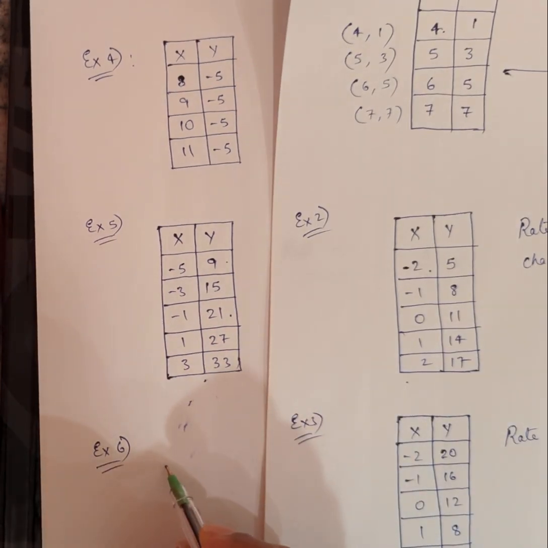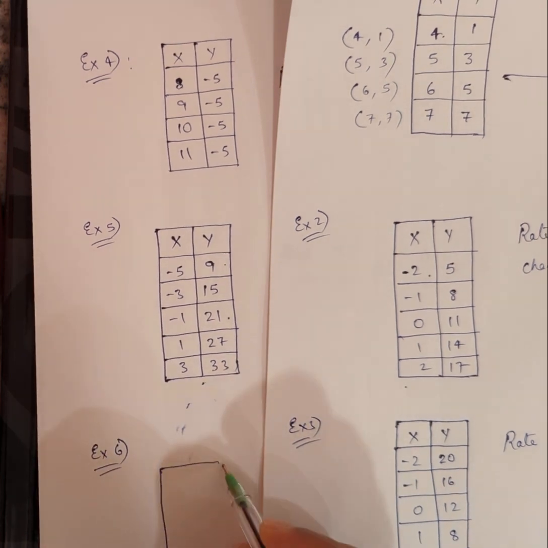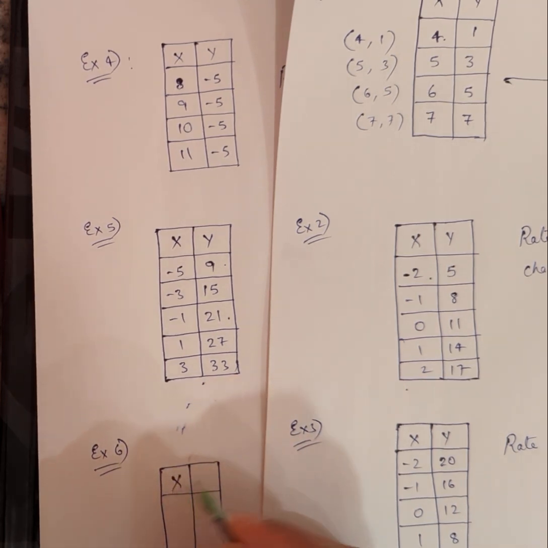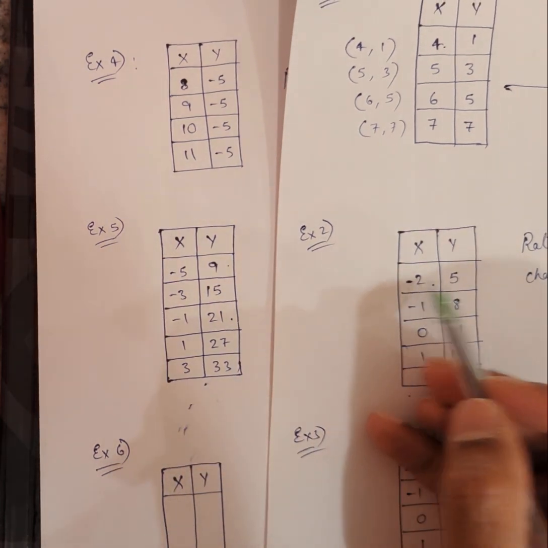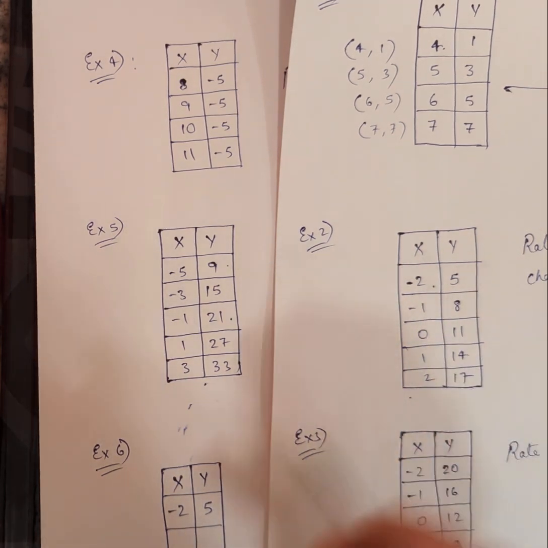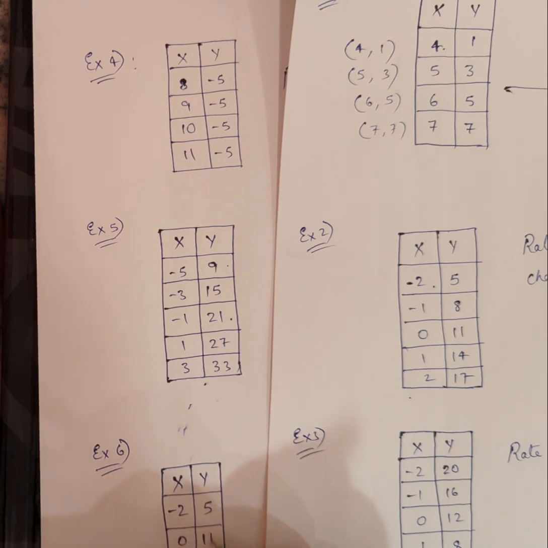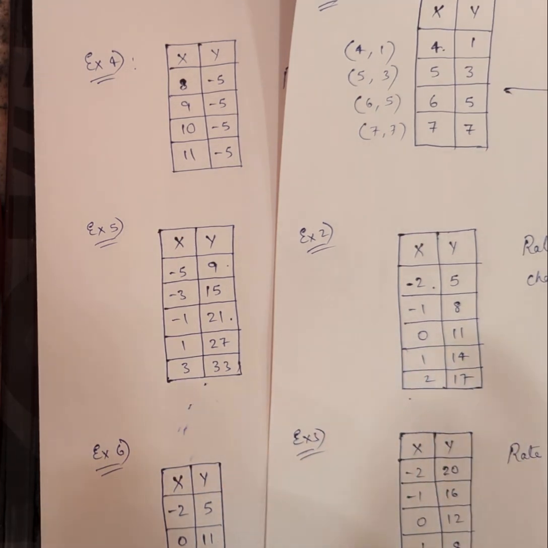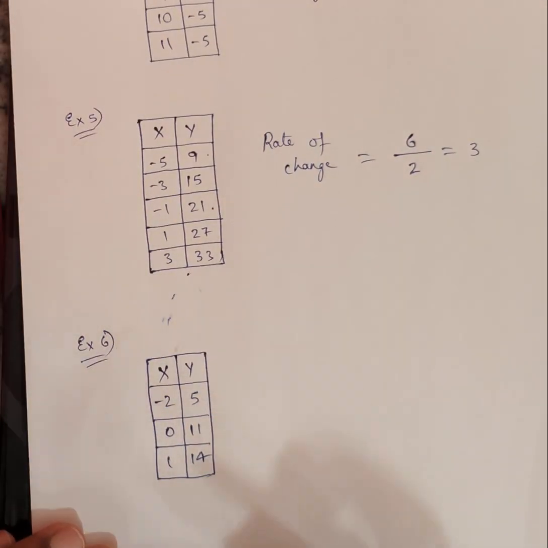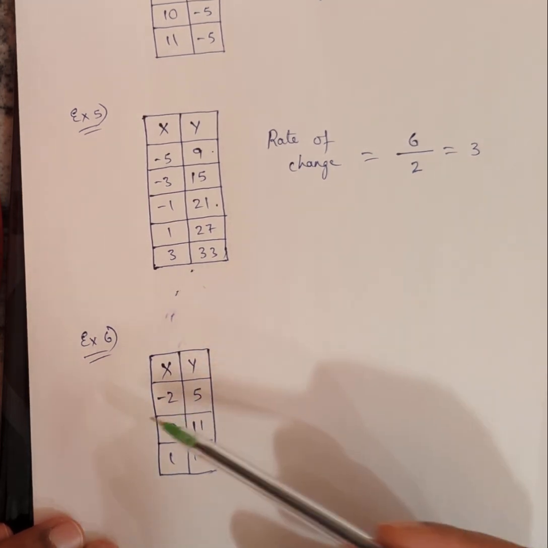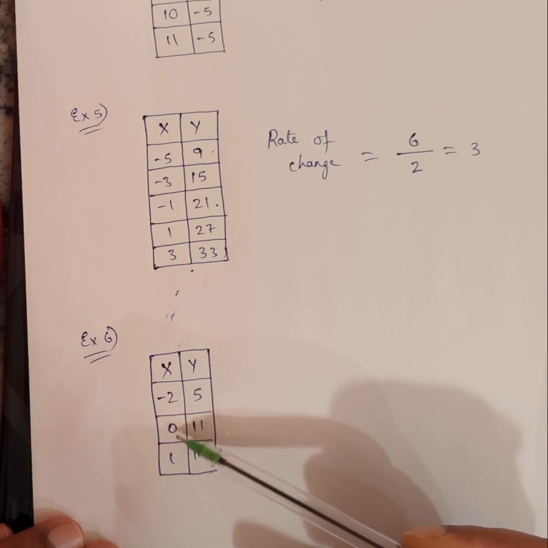So let me modify example 2 and remove a few of the rows. So let's say you're given the first row, -2, 5, but then you may not be given the next row, -1, 8. You might be given 0, 11. And then you might be given the next one, which is 1, 14. So when you look at this data, when you look at example 6, you might notice what's happening to x. X has first gone up by 2, but then it only went up 1.